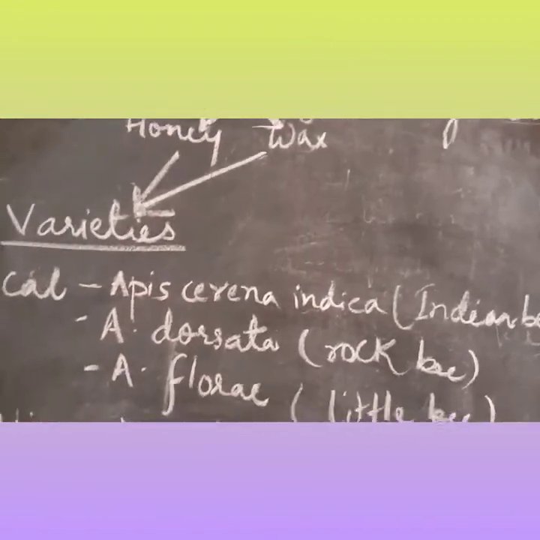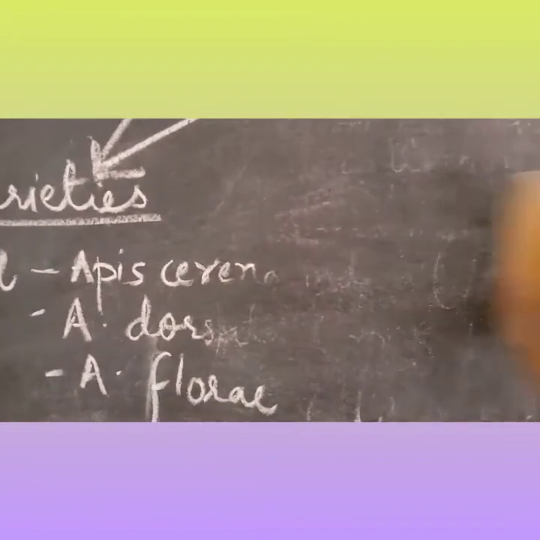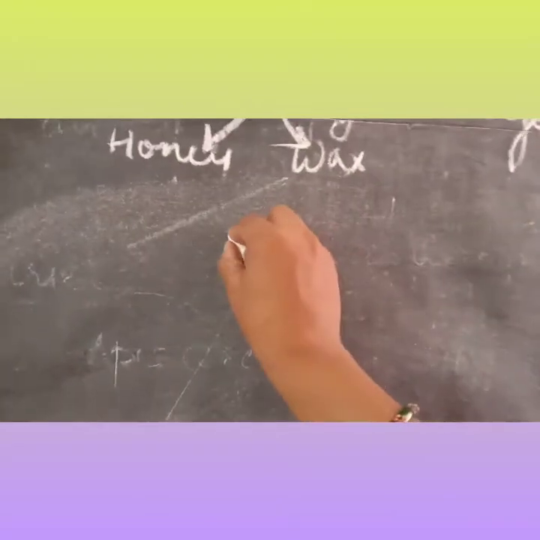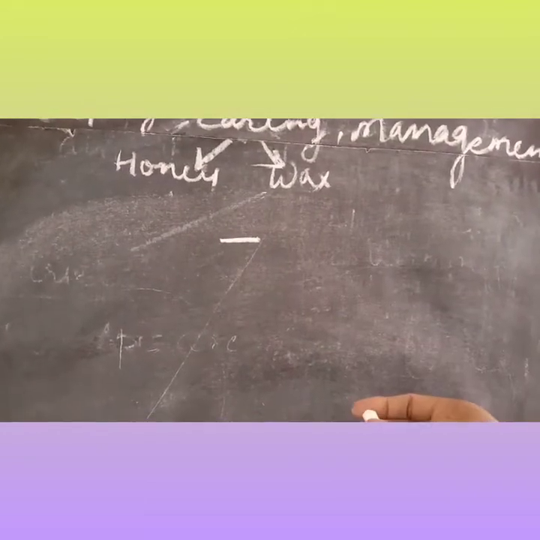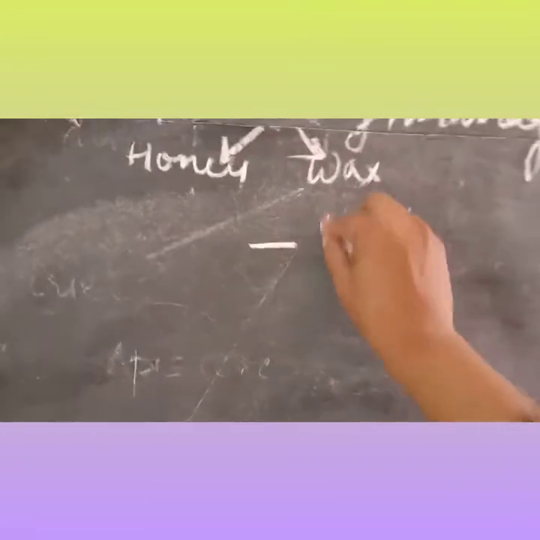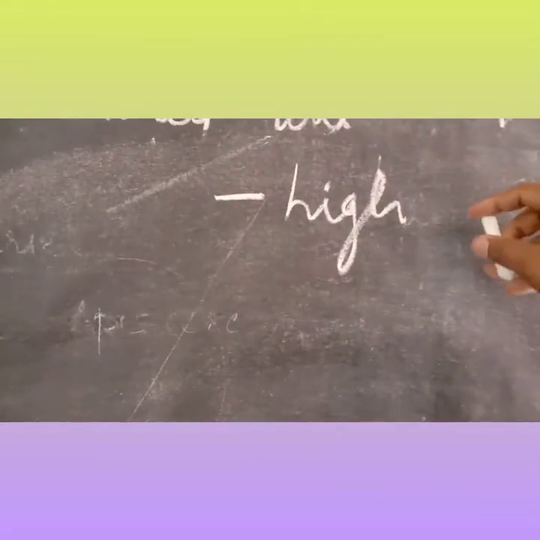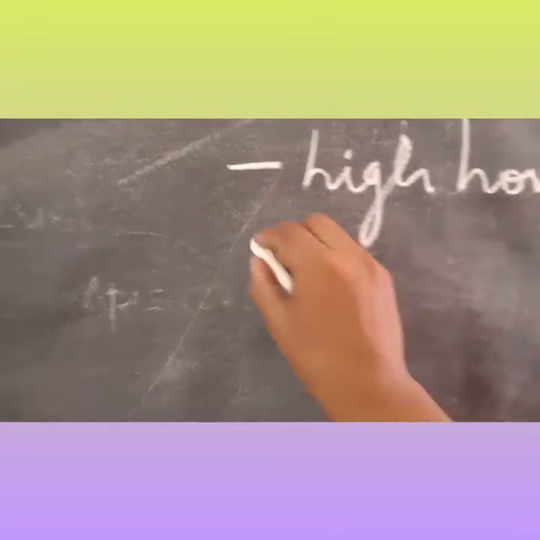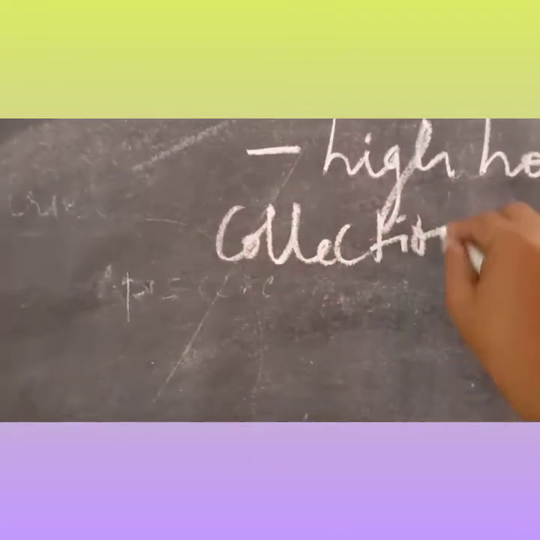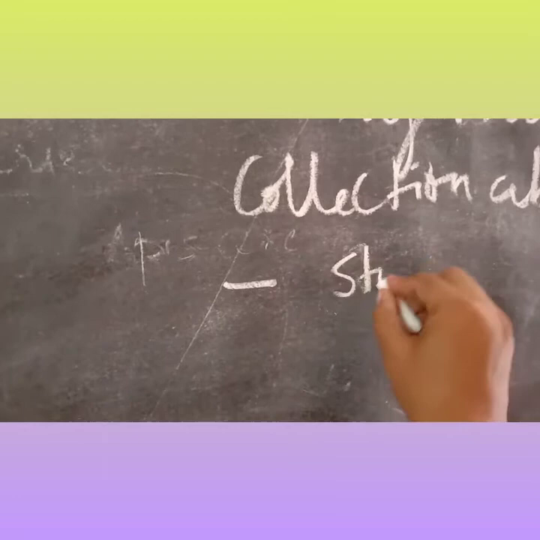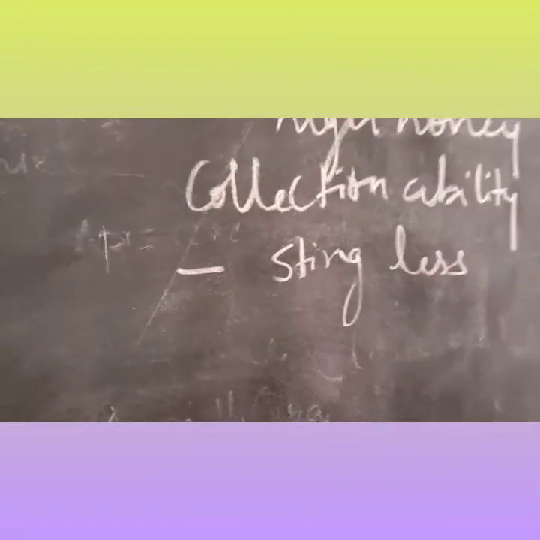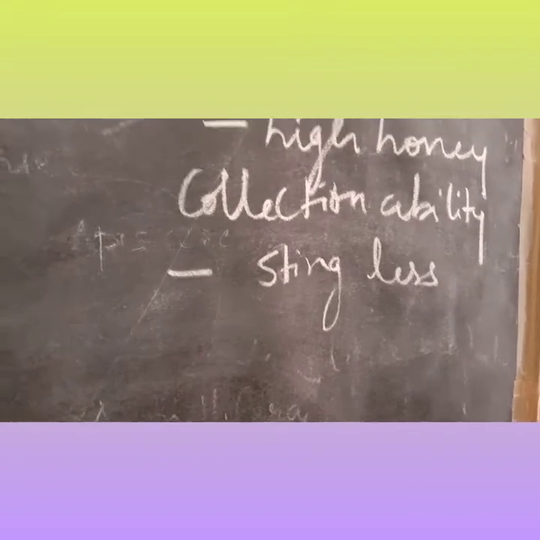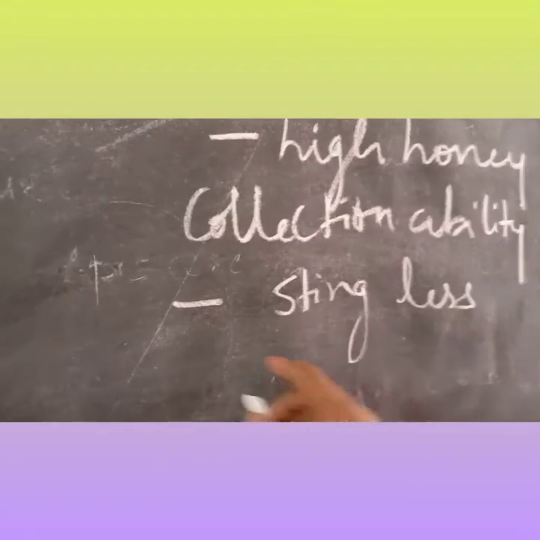So there are certain criteria which are seen for selecting a particular variety. The honeybees which the farmer is going to select should have high honey collection ability. They should sting somewhat less, so that it becomes much easier for the people engaged in this to look after them.